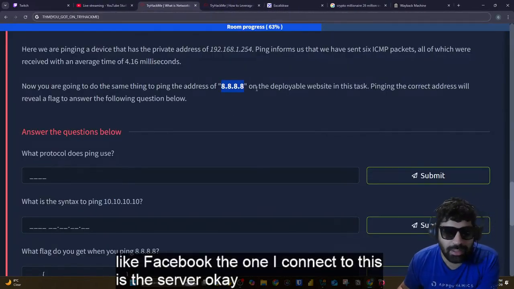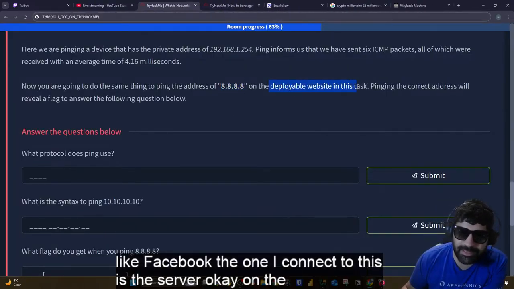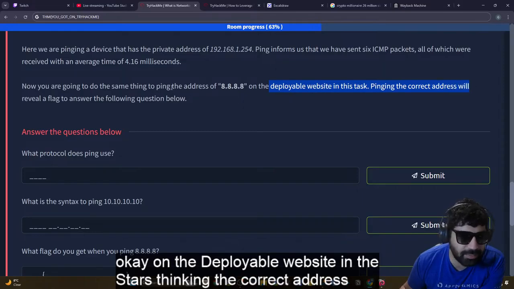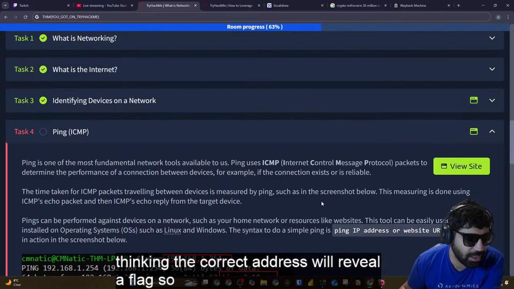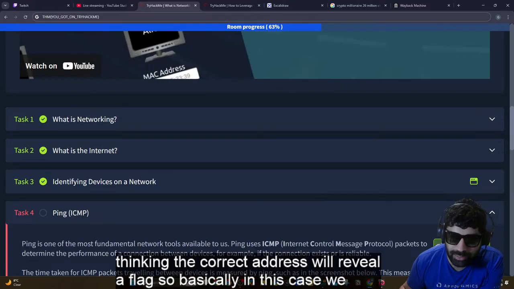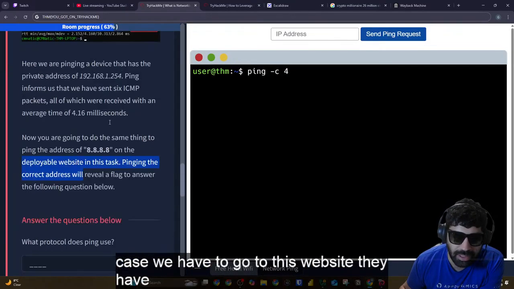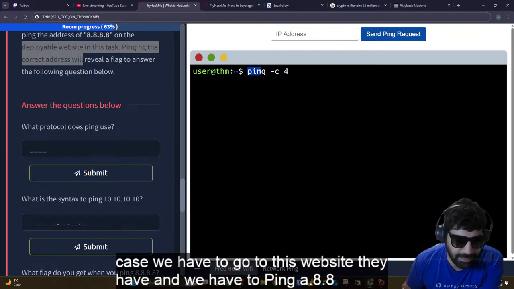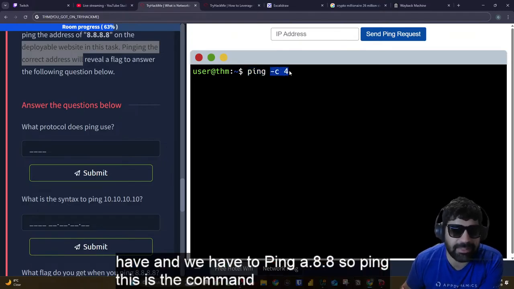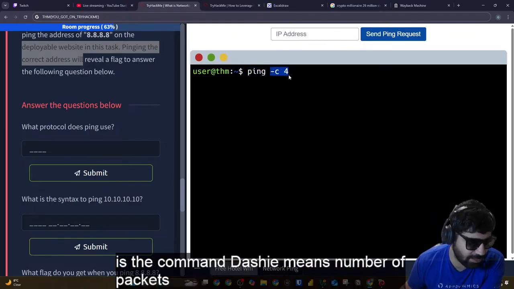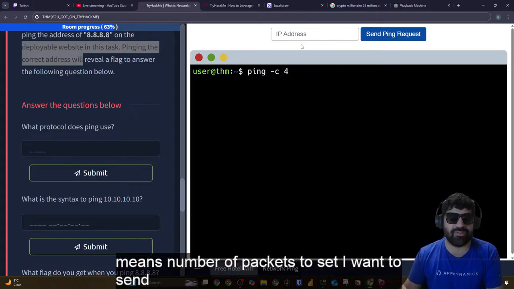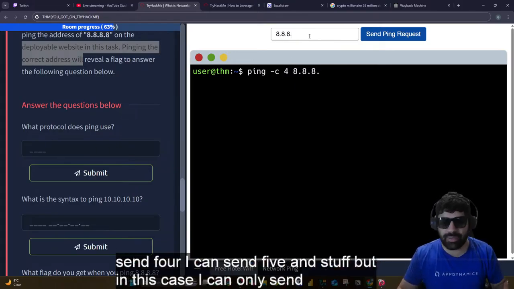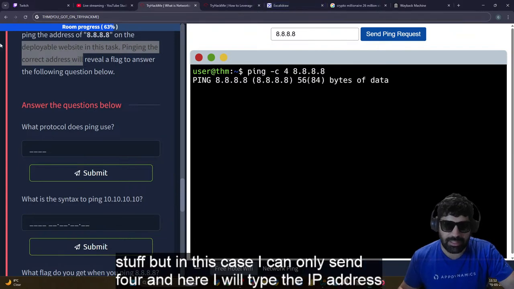On the deployable website in the task, pinging the correct address will reveal a flag. So basically, in this case, we have to go to this website they have, and we have to ping 8.8.8.8. So ping, this is the command. -c means the number of packets to send. I want to send 4, I can send 5 and so on, but in this case, I can only send 4. And here I will type the IP address and send the request.